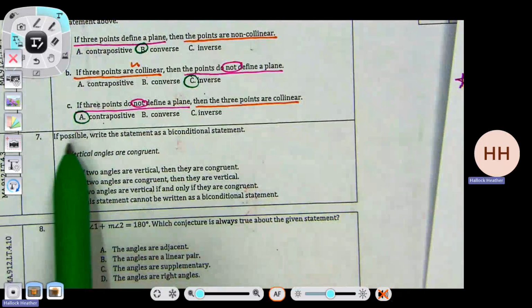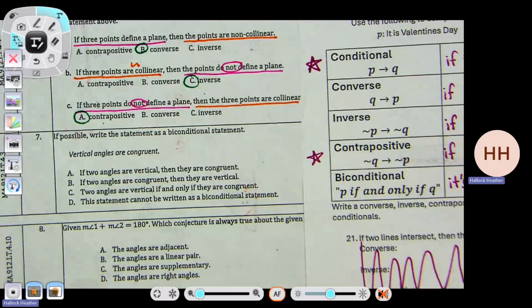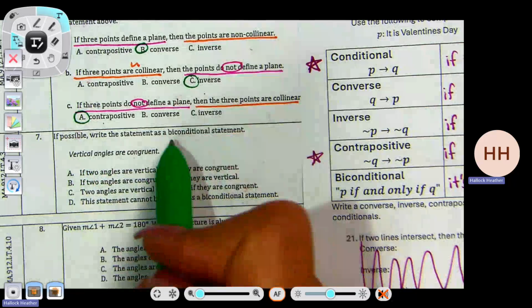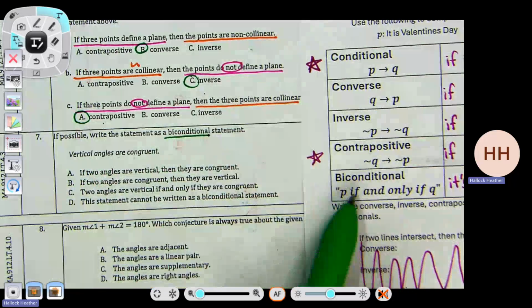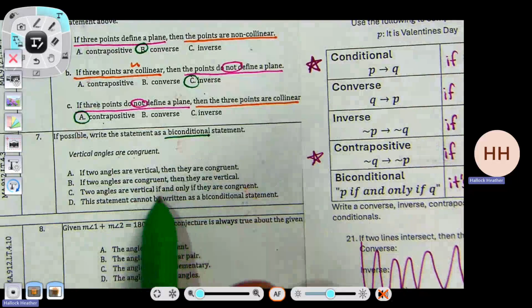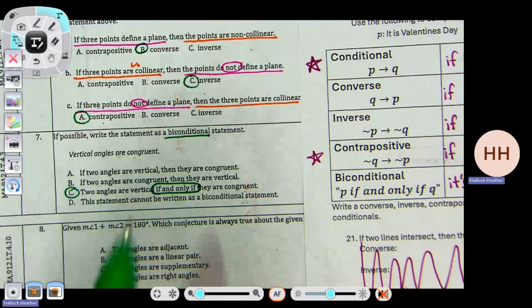Seven says, if possible, write it as a biconditional. Biconditional is the nice one. It always uses the words P, if and only if Q. So our statements are vertical angles are congruent. I'm making a biconditional statement, so I need to use if and only if smack dab in the middle. So if I look, the only one that uses if and only if for biconditional is C.